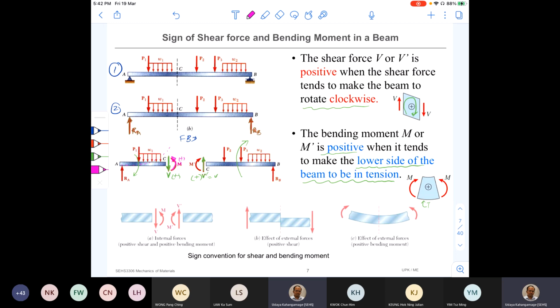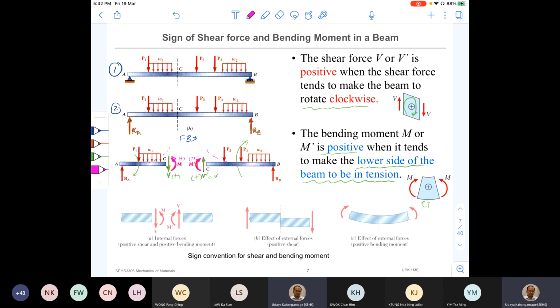Look at the opposite section, CB. There again, I mark my moment in the opposite direction. Okay, and the magnitude of M prime is equal to M. So again, you can see that you apply only M prime and see what is going to happen to CB. CB is going to bend like this, right? So again, it is a tension at the bottom, therefore positive bending moment.